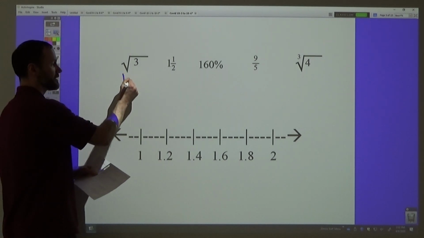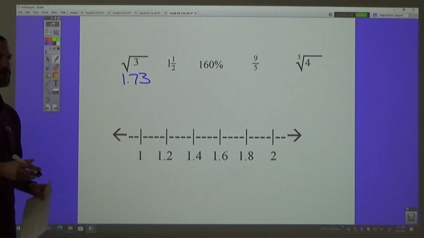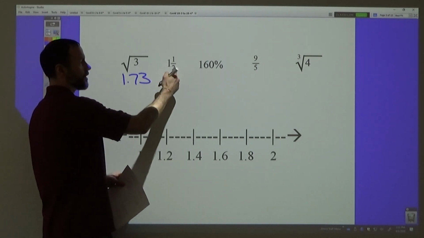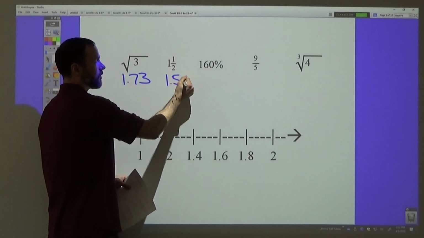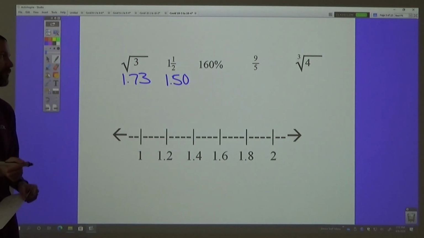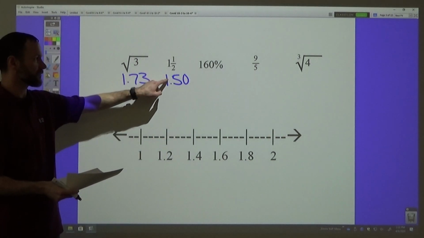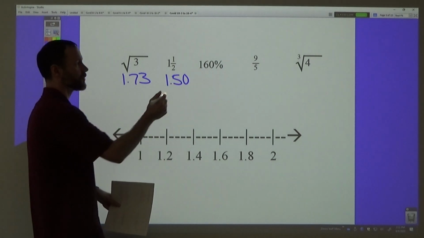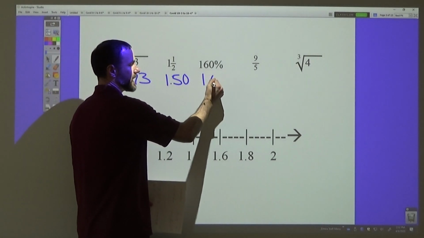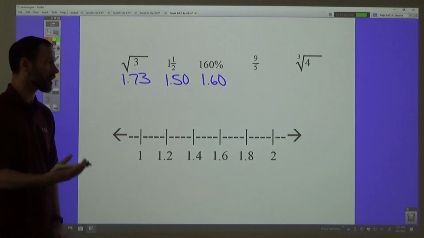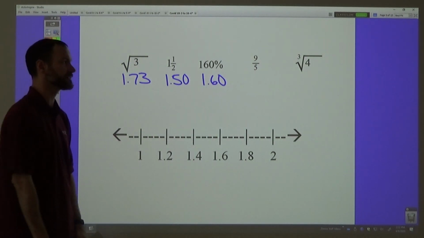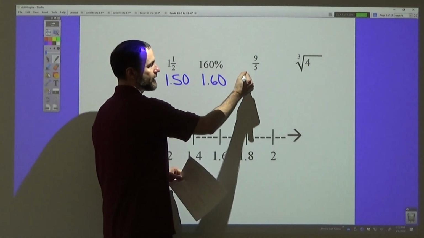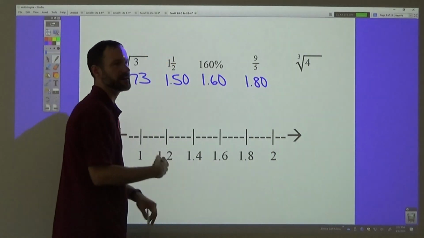Type them into the calculator. So this is really like 1.73. Yes, I'm estimating. All right, it's like $1.73. 1 1/2, that's like $1.50 or 1.5. The 1 goes in front of your decimal point. Top divided by bottom is 0.5, so that goes after the decimal point. 160% is really 1.6, or we're making it look like money, 1.60. 9/5, top divided by bottom, 9 divided by 5 is 1.8, or $1.80.